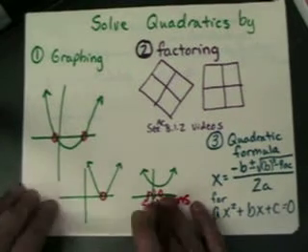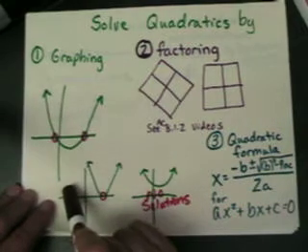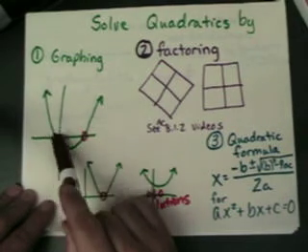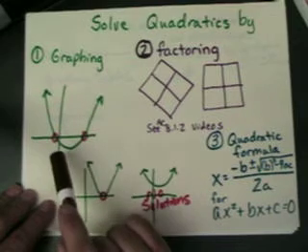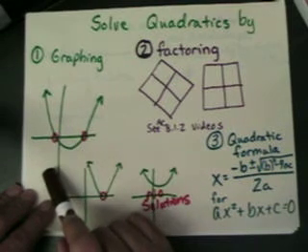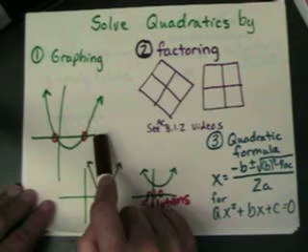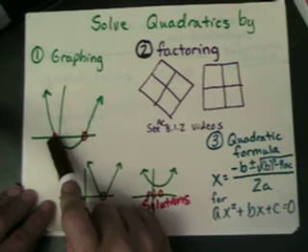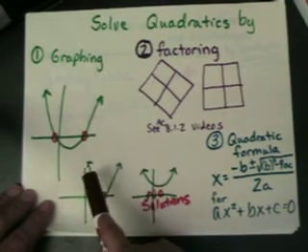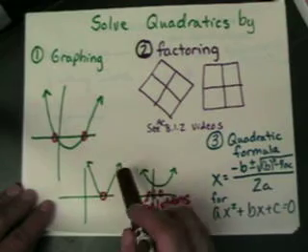So let's look at graphing first. When we look at graphing, if I look at a graph of a parabola, I can tell what the solutions or answers are going to be because they're the same as the x-intercepts. So if I know the x values of the x-intercepts, I know the solutions to the quadratic.